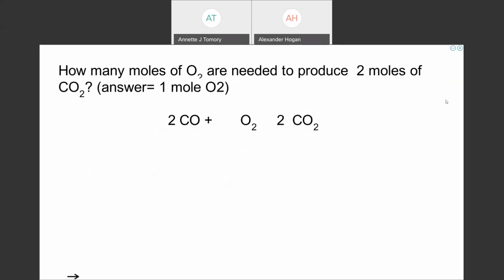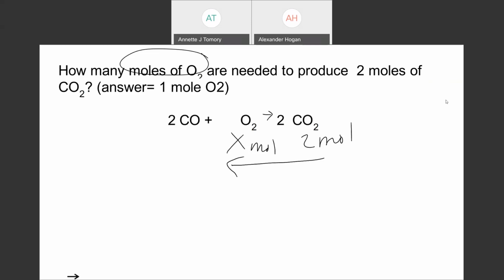Okay, we can go on to the next one here. How many moles of O2 are needed? So we're looking for moles of O2. So this is where my question mark is going to be. How many moles of O2 are needed to produce 2 moles of CO2? We're starting off with 2 moles of CO2. This is my starting point.